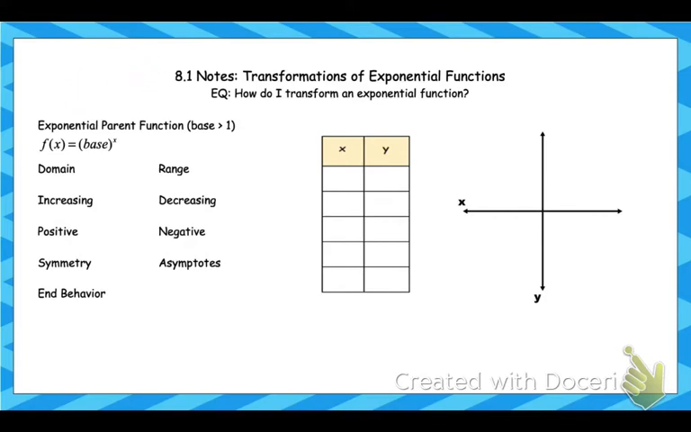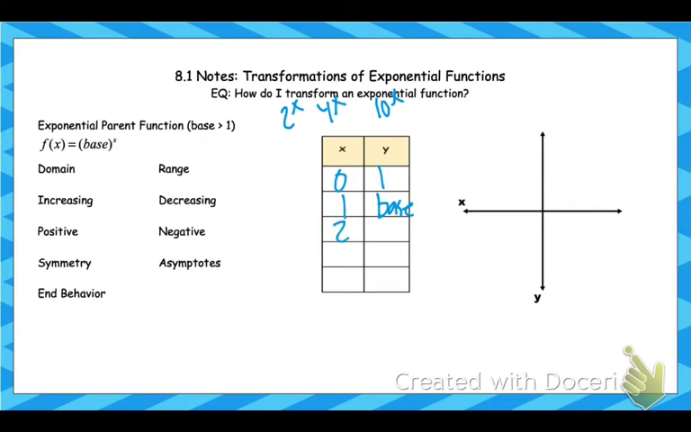So let's look at an example. Let's say, for example, we'll just call it base. If I were to plug in 0, if it was 2 to the x, or 4 to the x, or 10 to the x, whatever it is, anything to the 0 power is 1. So this graph is going to go through 0, 1. If I plug in 1, 2 to the first, 4 to the first, 10 to the first, I'm going to get whatever that base is.